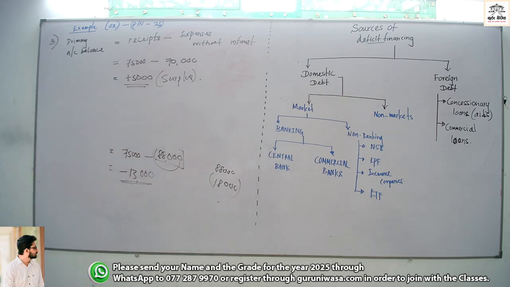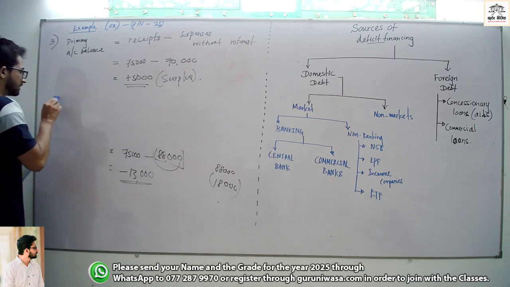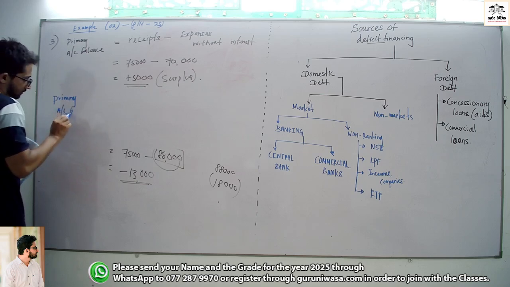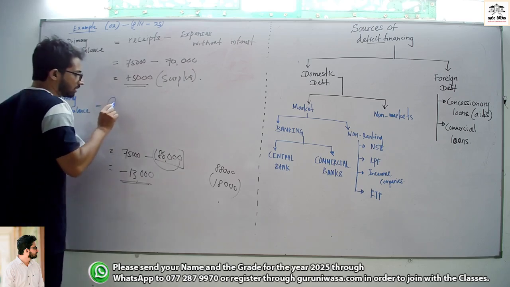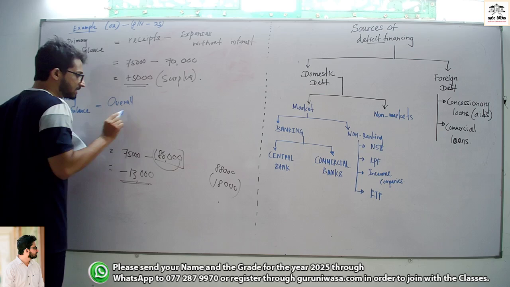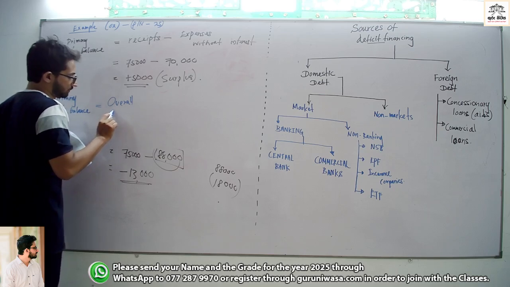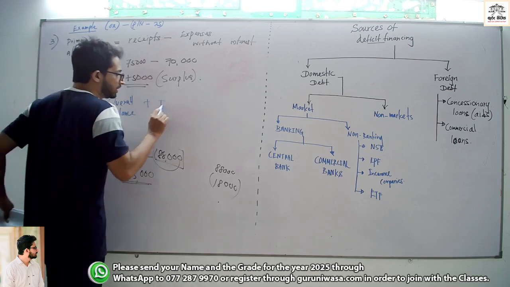What is the equation? The second one. Primary account balance equals, if you are given the overall balance, we have to add government interest payments. Overall balance plus government interest payments. Yes, plus interest. We need to add interest.